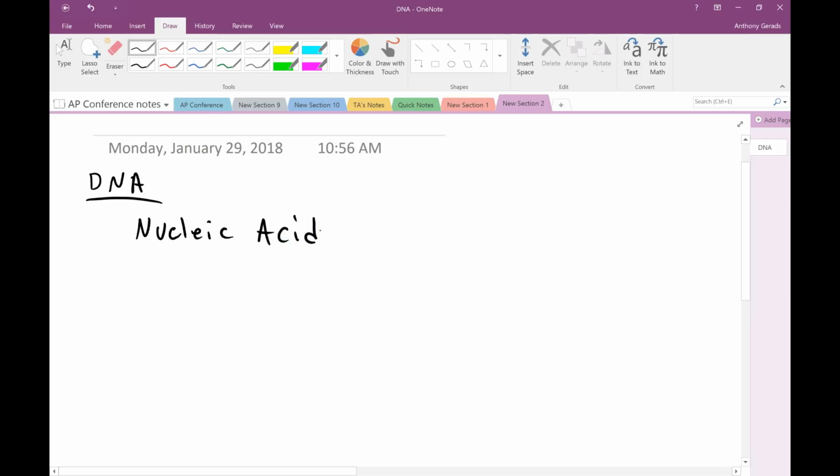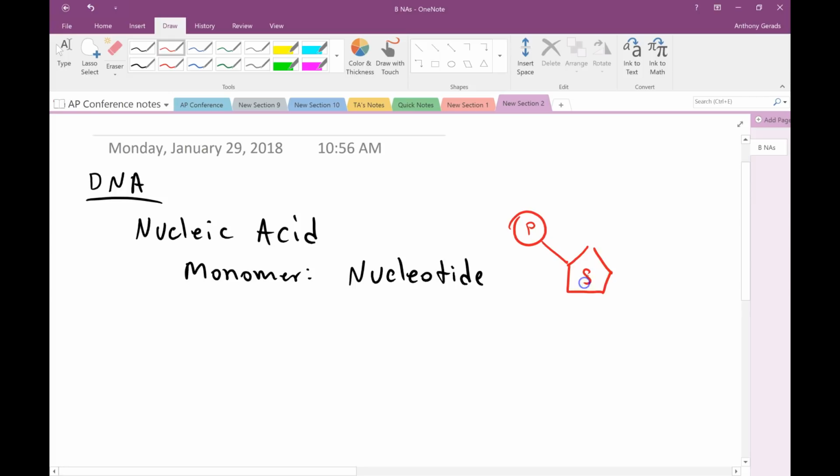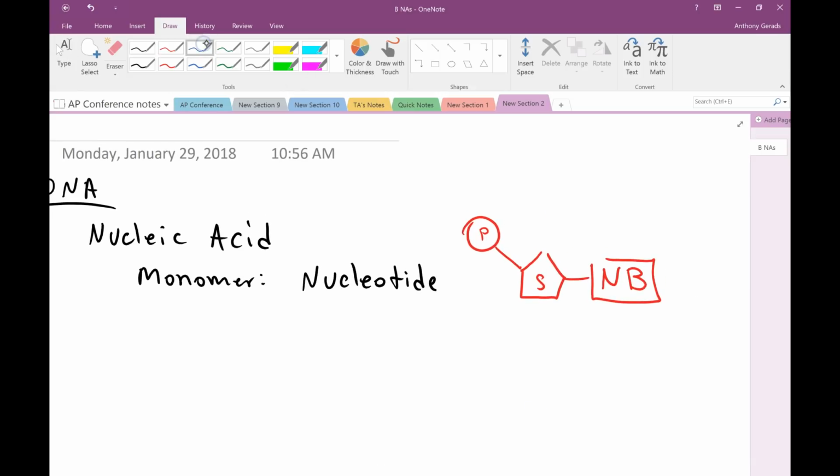That's going to be the type of polymer that it is, or the type of macromolecule. Its monomer, or its building block, is going to be a nucleotide. And all these nucleotides have the same basic structure. All of them have a phosphate. All of them have a pentose sugar. And all of them have a nitrogenous base attached to them. Which nitrogenous base they have could be different. There's 4 different types. We can have A, we can have C, we can have T, and we can have G.